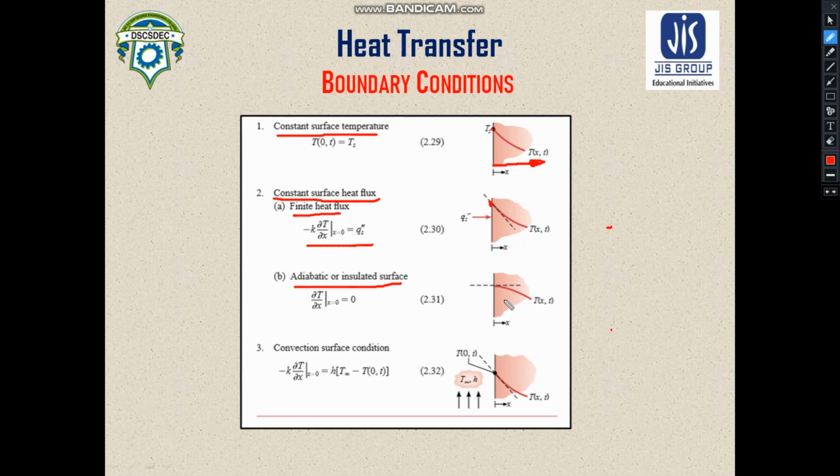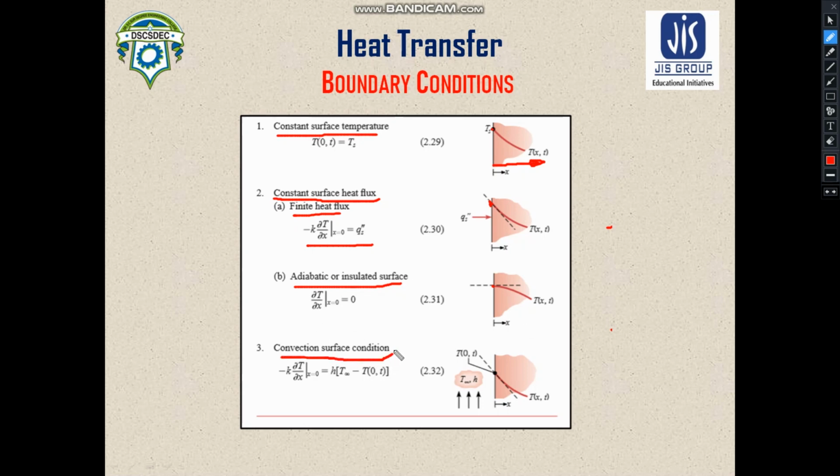Now when the surface is insulated, when this information is provided to you in the problem that the surface is insulated, then you can write that there is no heat flux. Since there is no heat transfer going on, obviously there will be no heat flux. That means the change of temperature, or the temperature gradient, would be 0. That is very simple to understand, I hope.